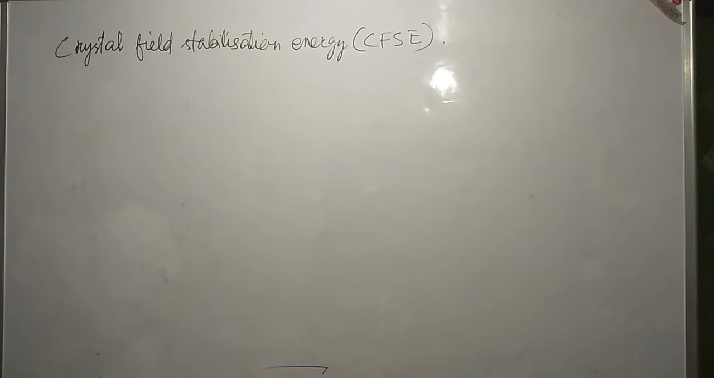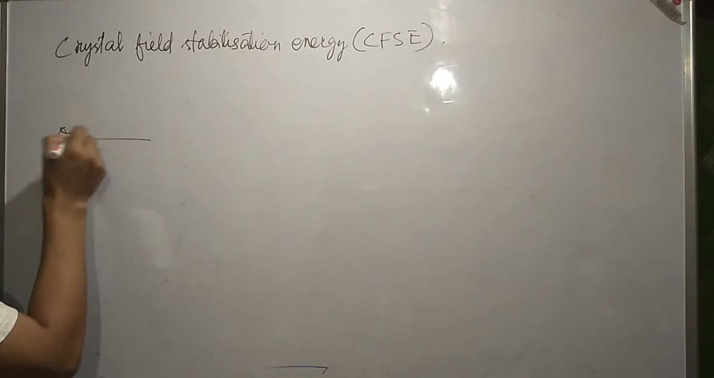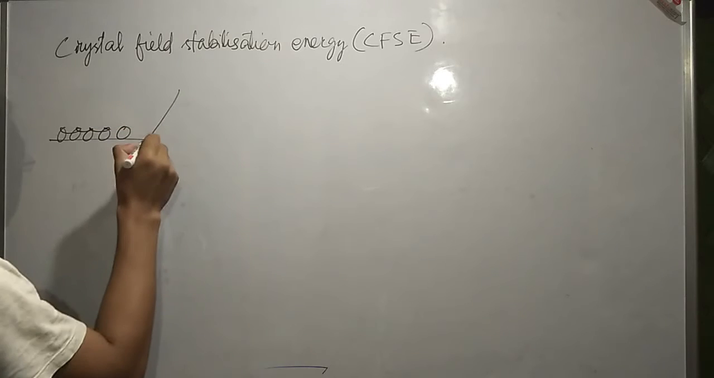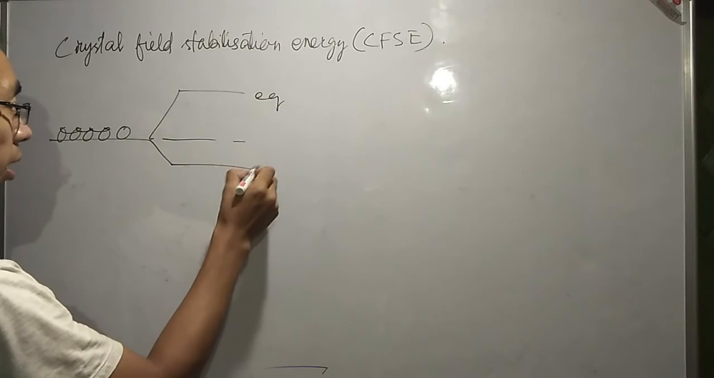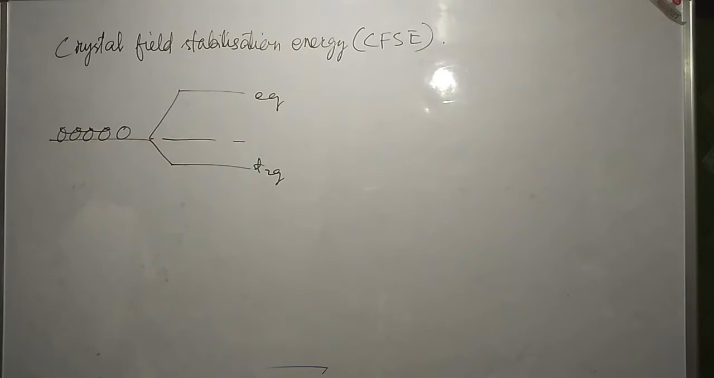Here let us discuss crystal field stabilization energy. It is the amount of stabilization provided by the splitting of d orbitals into two different levels, one is Eg and the other one is T2g. In our previous video we learned that for octahedral, the d orbital splits into Eg, which is raised to a higher energy, and T2g, which has been reduced to a lower energy.